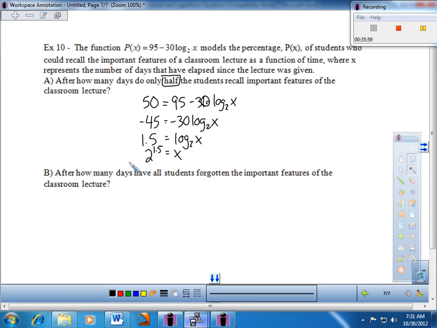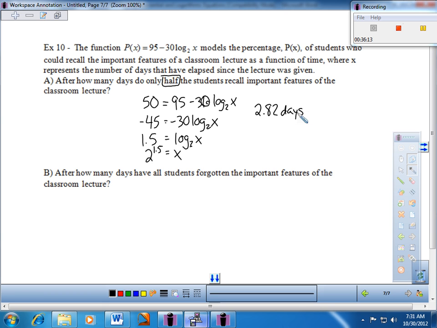If you do 2 raised to the 1.5 on your calculator, I believe you get about 2.82 days, somewhere in there. So after just under 3 days, half of you will forget all the important good stuff that we did during this lecture. That's pretty depressing. Okay, now how about letter B?